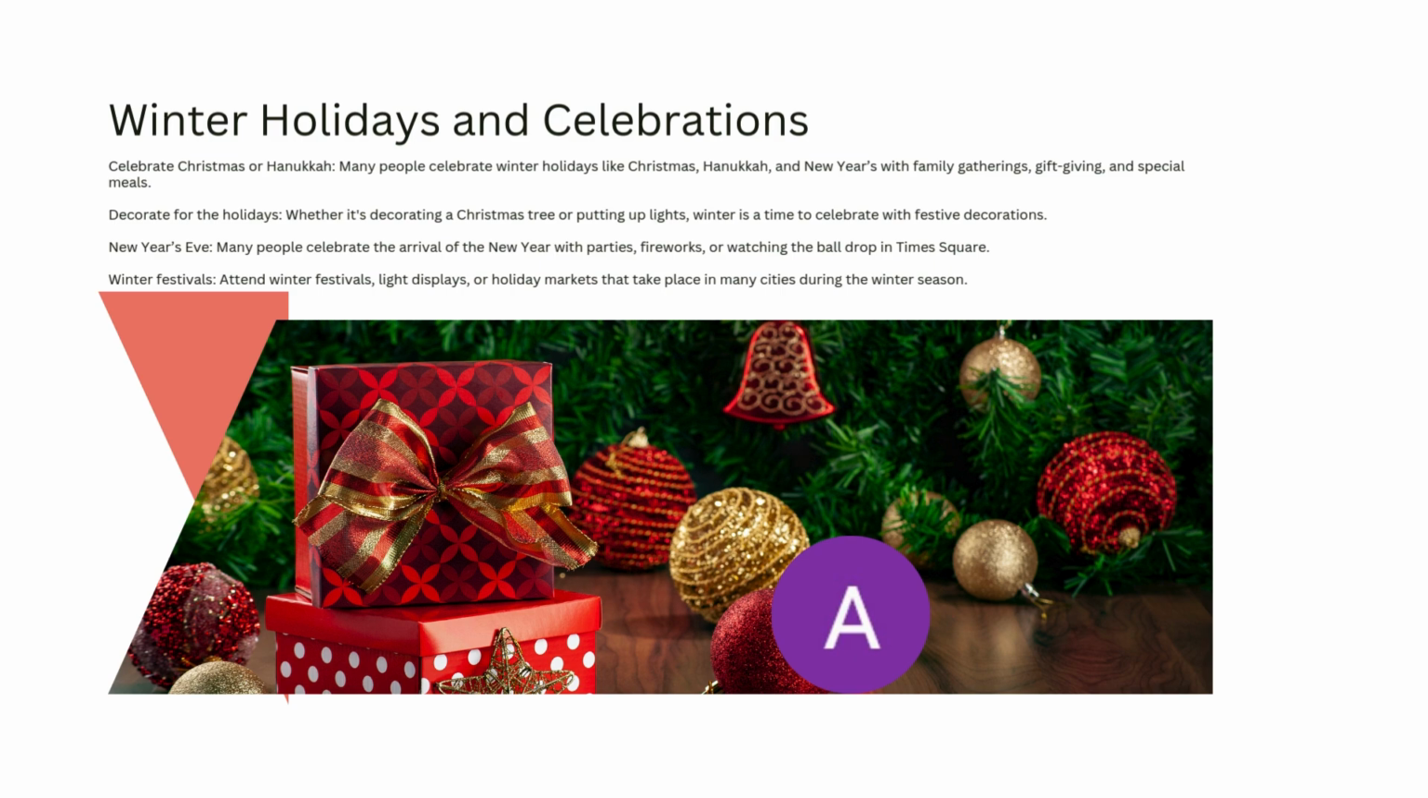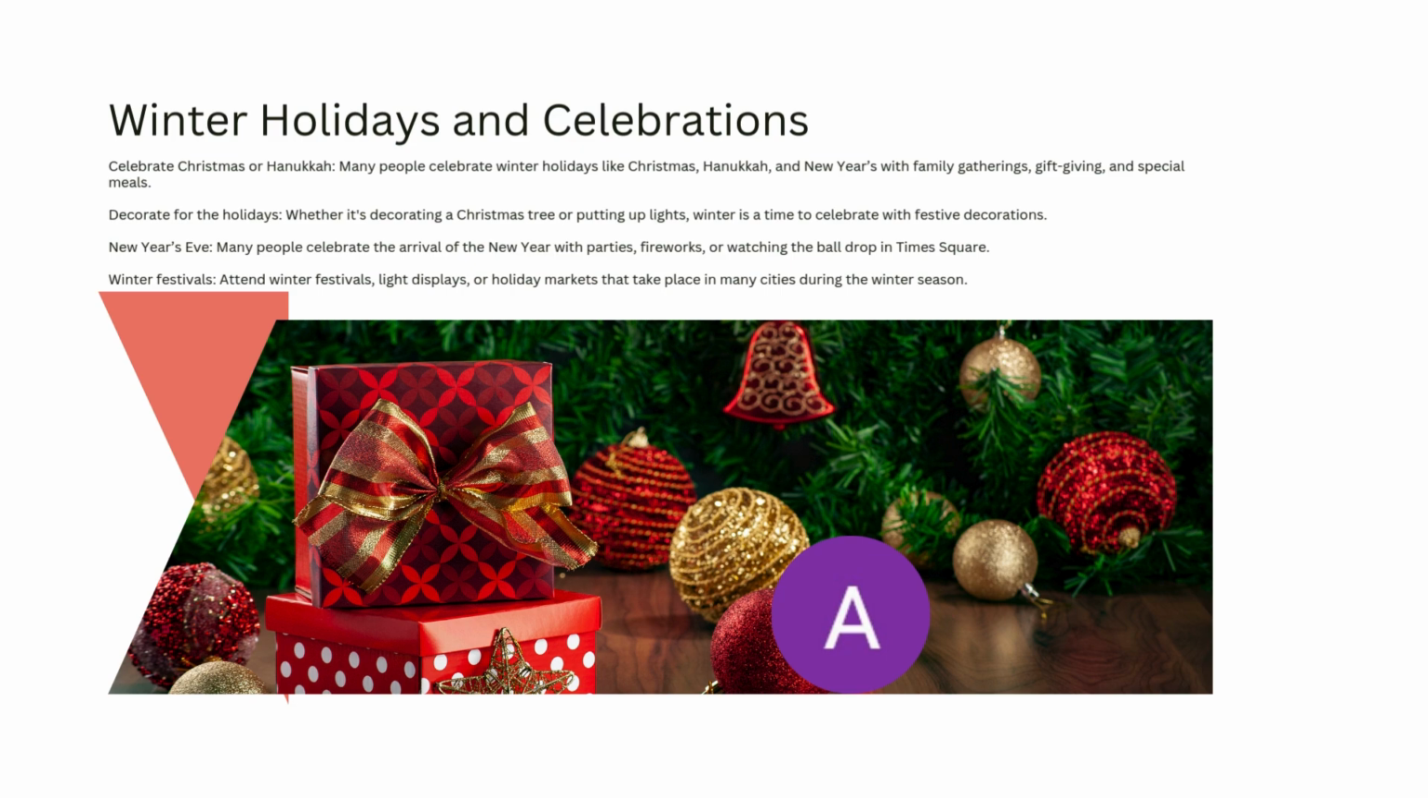Second, decorate for the holidays. Whether it's decorating a Christmas tree or putting up lights, winter is a time to celebrate with festive decorations. Third, New Year's Eve. Many people celebrate the arrival of the New Year with parties, fireworks, or watching the ball drop in Times Square.